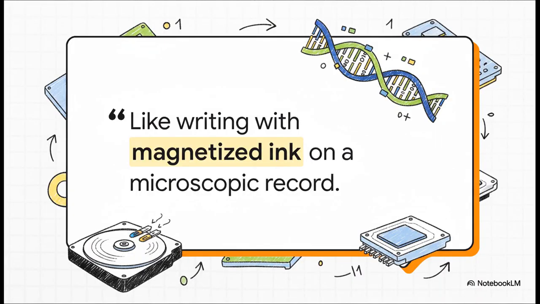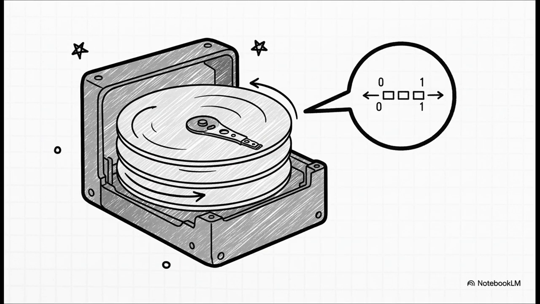It's kind of like writing with magnetized ink on a microscopic record. Seriously, it's like a tiny, super fast record player, but instead of music, it's writing your data. So what's happening inside that little box? You've got these platters coated in a magnetic material, spinning at insane speeds. We're talking thousands of revolutions per minute. And then there's this tiny little arm with a read/write head that floats just nanometers above the surface.